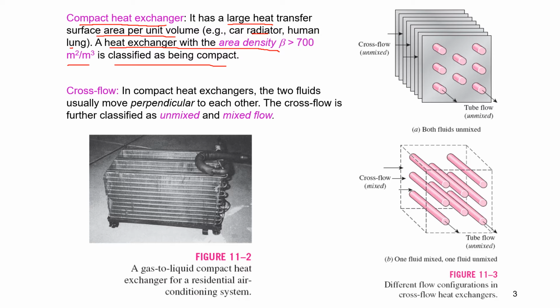Another heat exchanger type is the cross flow. In a compact heat exchanger, two fluids usually move perpendicular to each other. A cross flow is further classified as unmixed or mixed flow. So you can see here, in cross flow, there will be cold liquid flowing in this direction, whereas the hot liquid in the tube is flowing in the perpendicular direction. We can have this kind, or here mixed.